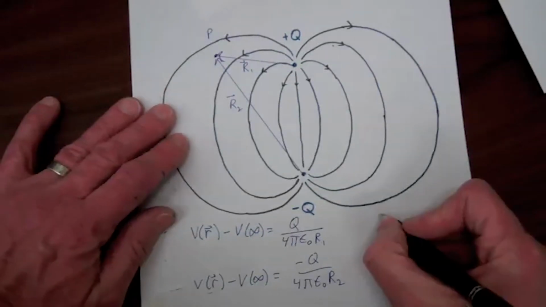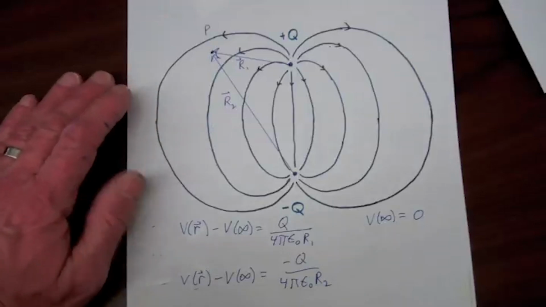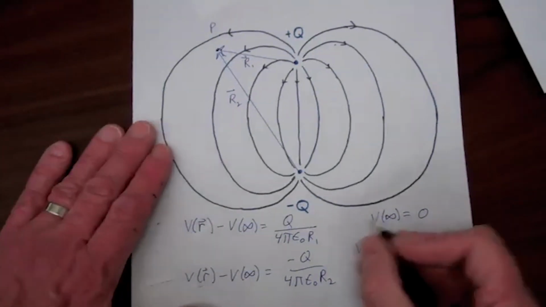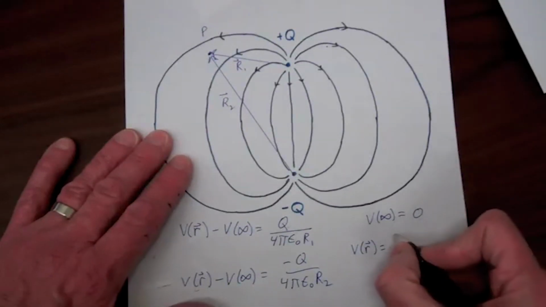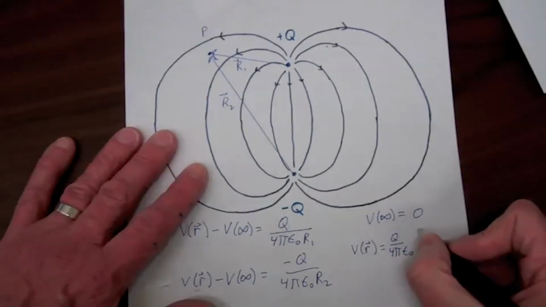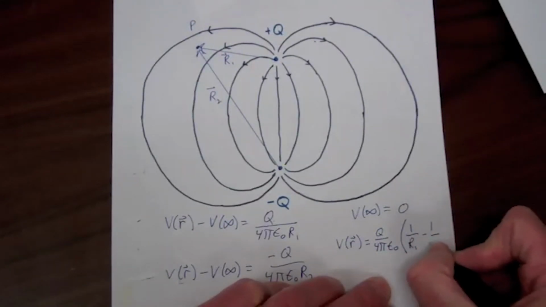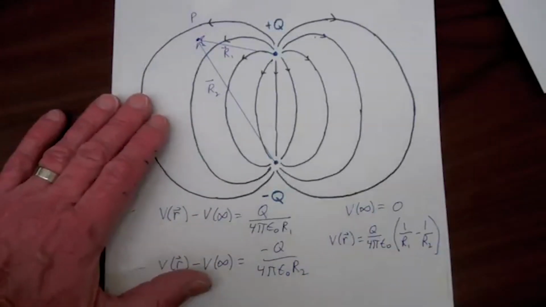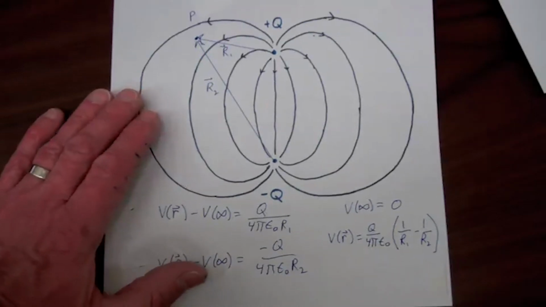Now, for convenience, let's pick the potential at infinity to be 0. Then the potential at position r is just the sum of these two terms. So the potential will be q over 4 pi epsilon sub 0 times 1 over r1 minus 1 over r2. And then, of course, if we wanted the electric field everywhere, we could just take the gradient of this scalar potential field.